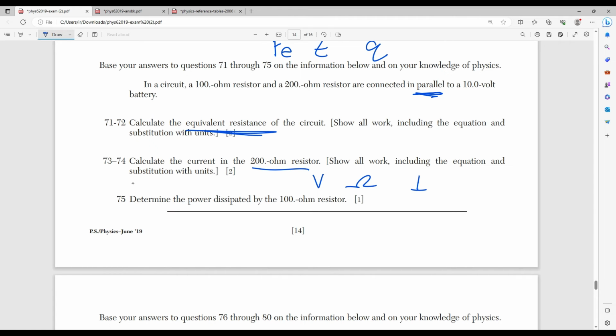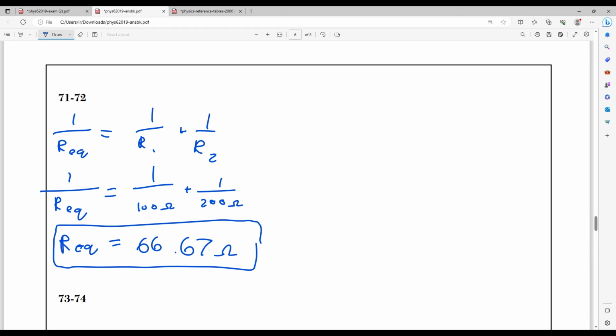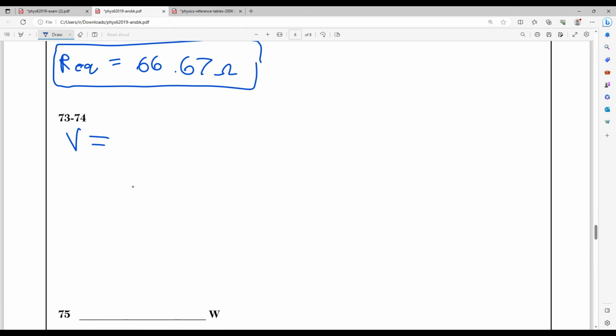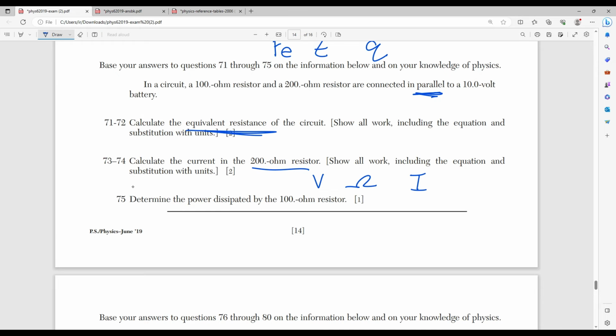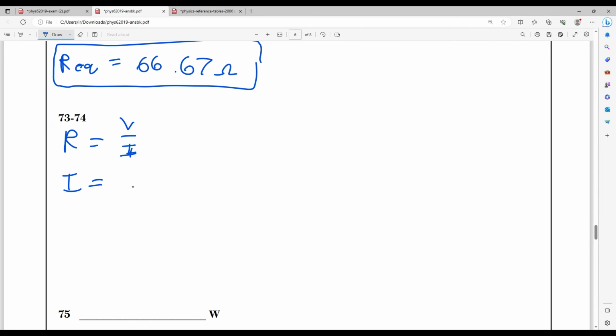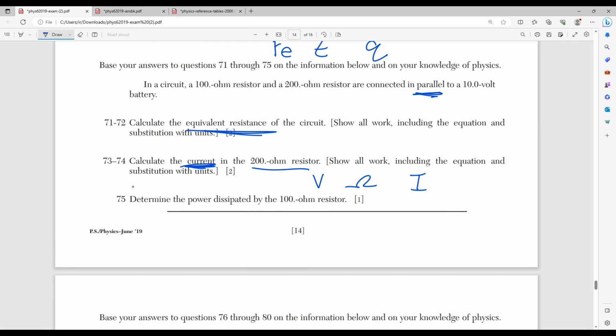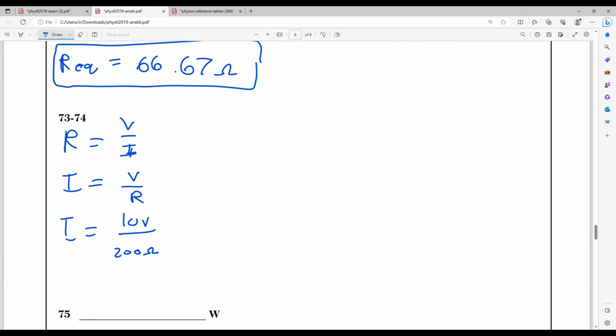Now I'm just trying to find current, right? I could use the formula R equals V over I. Since I'm trying to find the current, I could just rewrite this as I is equal to V over R. Then substitute with units. I get I is equal to 10 volts over 200 ohms, because it's asking us the current in the 200 ohm resistor, so it's specific to that one. If you solve for this, you get I is equal to 0.05 amps.